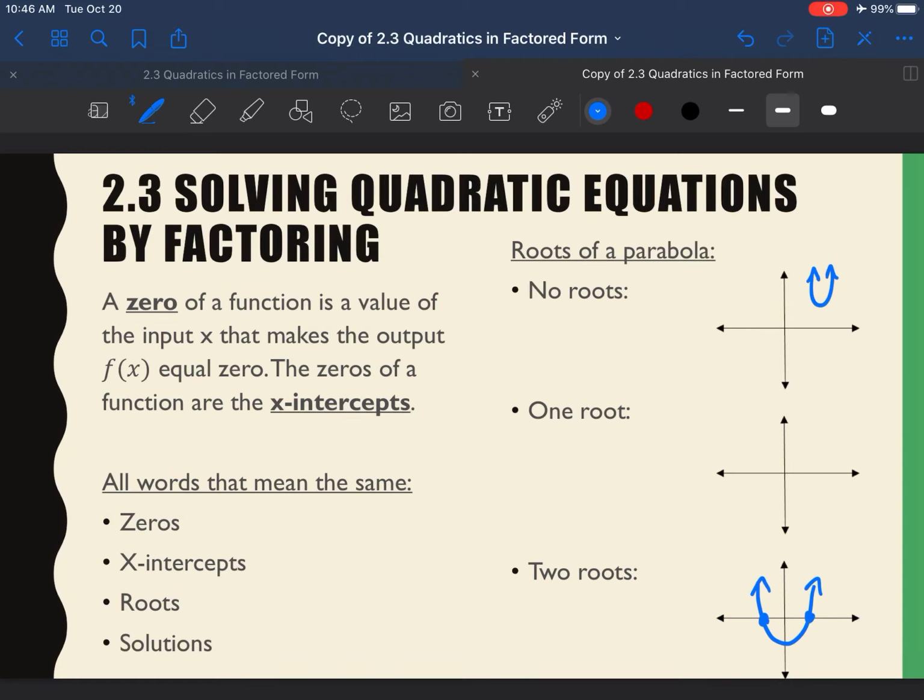And then, it doesn't happen too often, but it does happen sometimes where you have one x-intercept, and that's when the parabola basically just kind of bounces off of the x-axis. So that vertex is also the x-intercept.